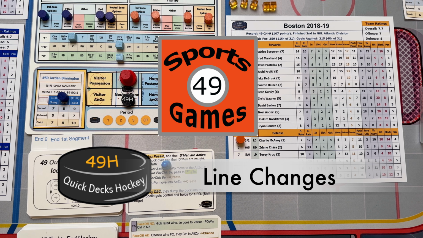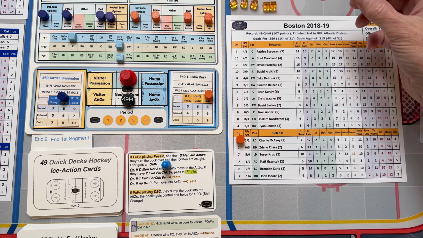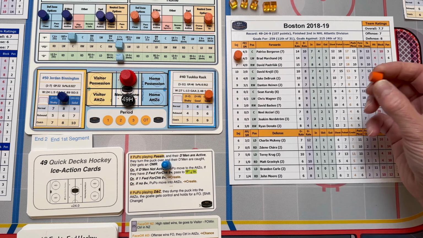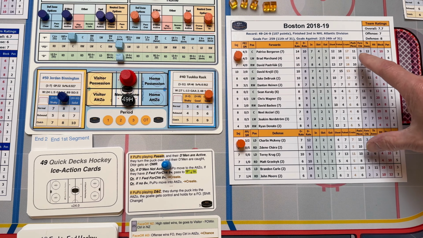Line changes in 49 Quick Decks hockey is an important part of the game, and that's because it's an important part of any hockey game. At the start of the period, you're going to select your lines. For the AI teams that are being run by the solitaire charts, you're going to take your first forward line, and you're going to put your first defensive pairing out on the ice, and you're going to put a marker on each one to signify they're on the ice.